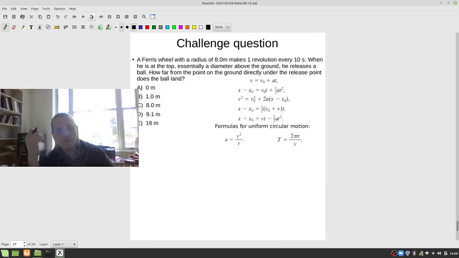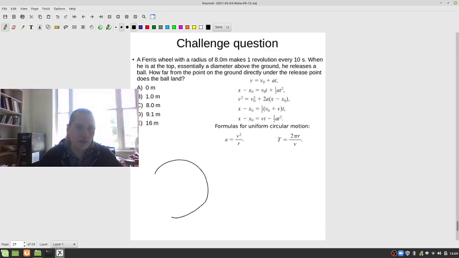Okay, so we're at the end of our hour. Let's take a look at a challenge problem. This is a good one because it kind of puts together some of the things that we've done in this unit. The idea is that you have a Ferris wheel going around, and when you're at the top of that, you're at a height of r plus r, of 2r.